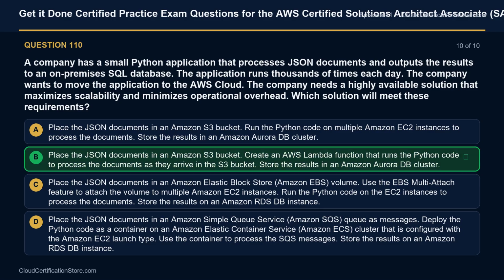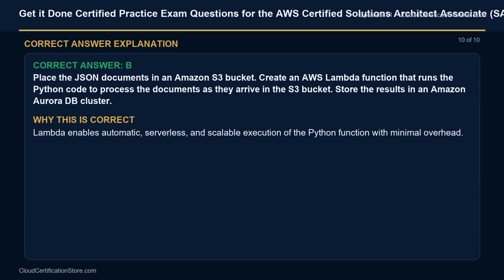The correct answer is B. Place the JSON documents in an Amazon S3 bucket. Create an AWS Lambda function that runs the Python code to process the documents as they arrive in the S3 bucket. Store the results in an Amazon Aurora DB cluster. Explanation: Lambda enables automatic, serverless, and scalable execution of the Python function with minimal overhead.